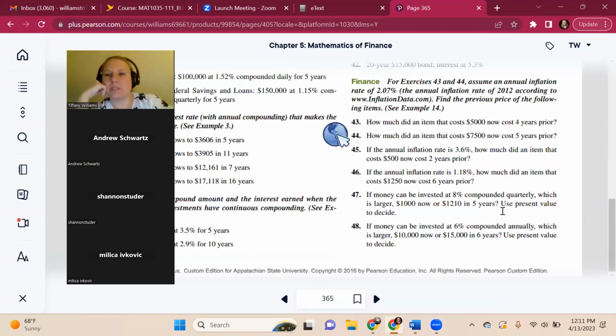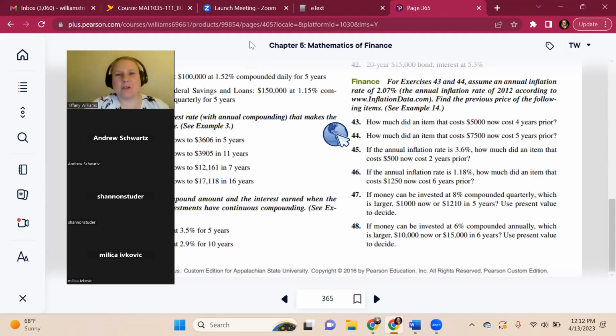So number 44: assume an annual inflation rate of 2.07%, which is not the inflation rate right now. This was in 2012. We're asked to find the previous price of the following examples. So how much did an item that costs 7,500 now cost 5 years prior? What are they asking us to find here? Which one of those variables? P. They're actually asking us to find P.